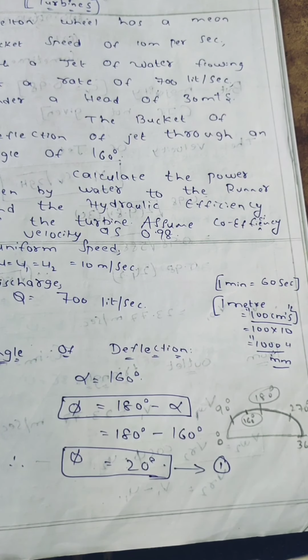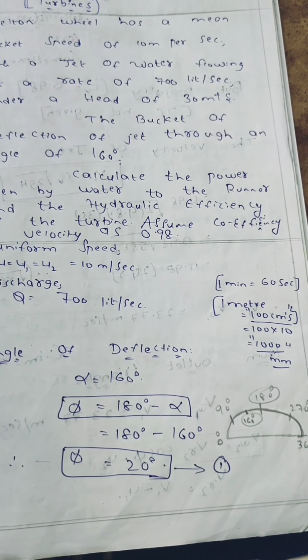The velocity of jet formula: V1 equals Cv root of 2gH, where g is acceleration due to gravity, H is the head, and Cv is the coefficient of velocity, as I said earlier. Substituting, we get around 23.77 meters per second. So 0.98 times root of 2 times 9.81 times 30.